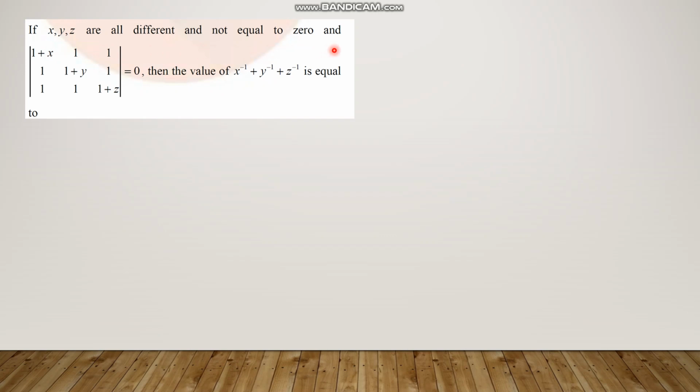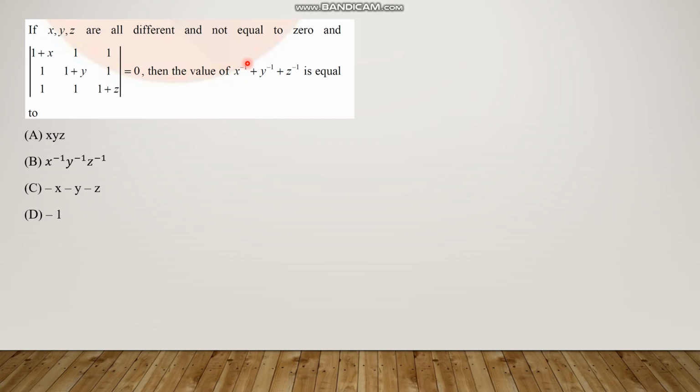and not equal to 0, and the determinant of [1 plus x, 1, 1; 1, 1 plus y, 1; 1, 1, 1 plus z] is equal to 0, then the value of x inverse plus y inverse plus z inverse is equal to, and the options are x, y, z, x inverse, y inverse, z inverse, minus x, minus y, minus z, and minus 1. Now what do you mean by this?